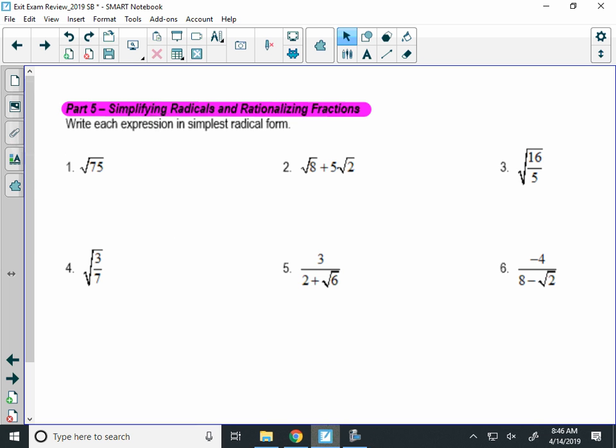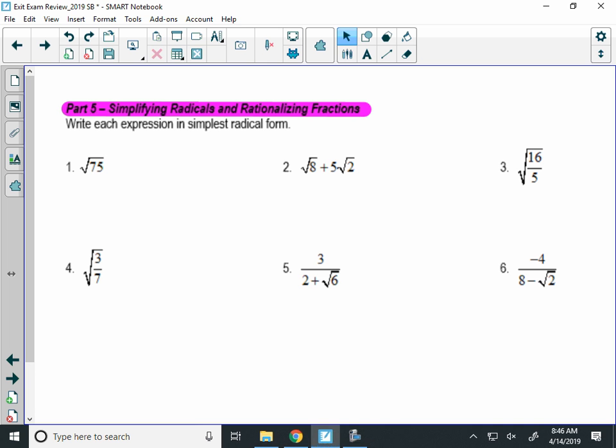Alright, so for this video on simplifying radicals, I'm only going to do 1, 2, 3, and 6. 4 and 5 you can look at on the key that's posted on Canvas or ask your teacher for some help. But they're very similar to the other problems I'm going to do on the video.